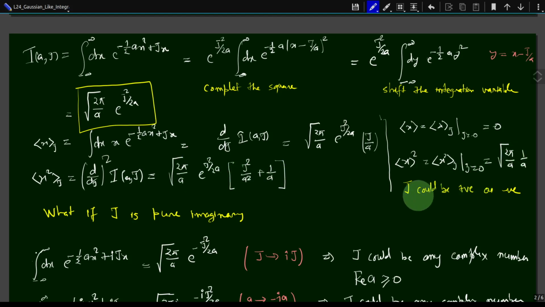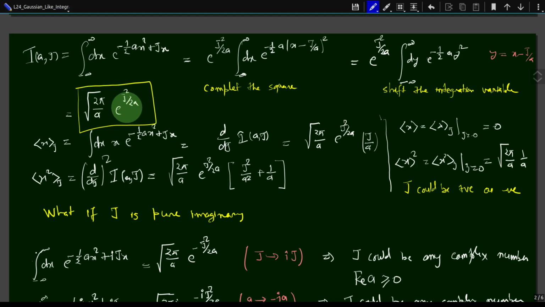Now there is no restriction on j, because even if instead of plus jx I had said minus jx, my prefactor would have been exactly the same, because that just amounts to j going to minus j, only the shift would have been in the opposite direction in this infinite integral. That gives me a result which is independent of the sign of j. So whether j is positive or negative, it doesn't matter, because the result depends upon j square.